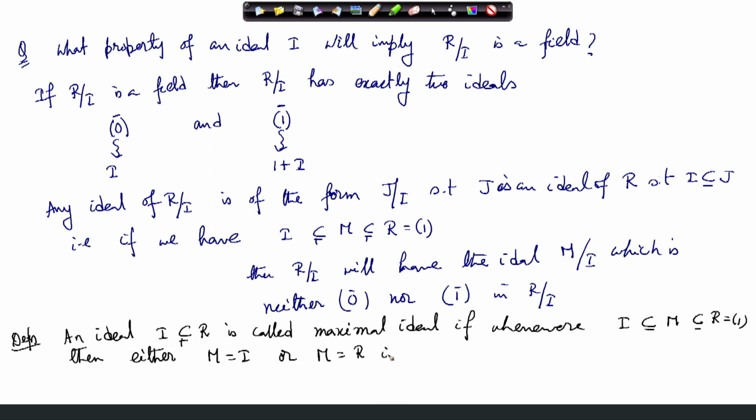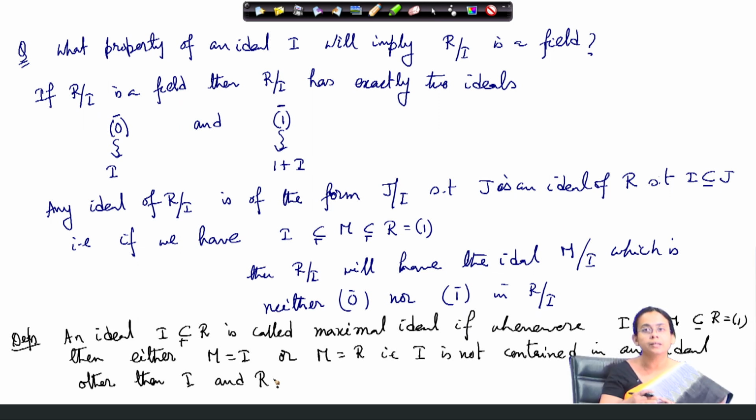Equivalently, I is not contained in any ideal other than I and R. So, there does not exist any ideal bigger than I, that is, which will contain I and not equal the whole ring. That means it is in some sense maximal under inclusion. Under inclusion, this is the maximal proper ideal present in R. That is how we define the notion of maximal ideal.